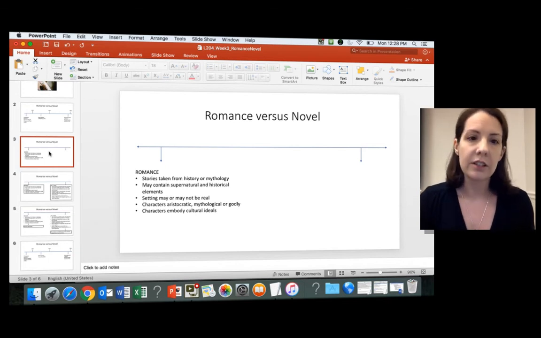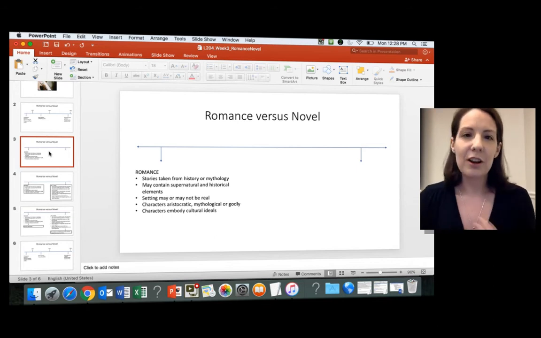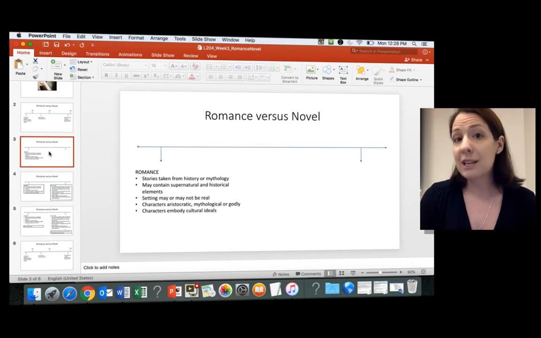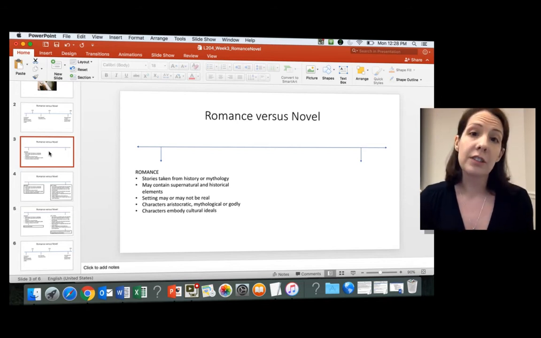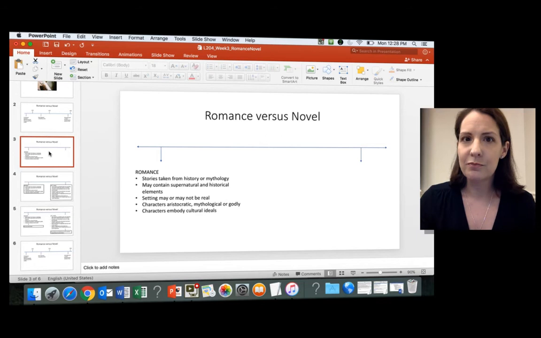And the characters in romance are similarly taken from either history or from mythology. So the characters are usually either aristocratic, so kings and queens and the members of their court. They're mythological, or they might even be godly. And those characters actually embody cultural ideals, in particular, ideals that people have about honor and about bravery, and also about gender and about certain behaviors.